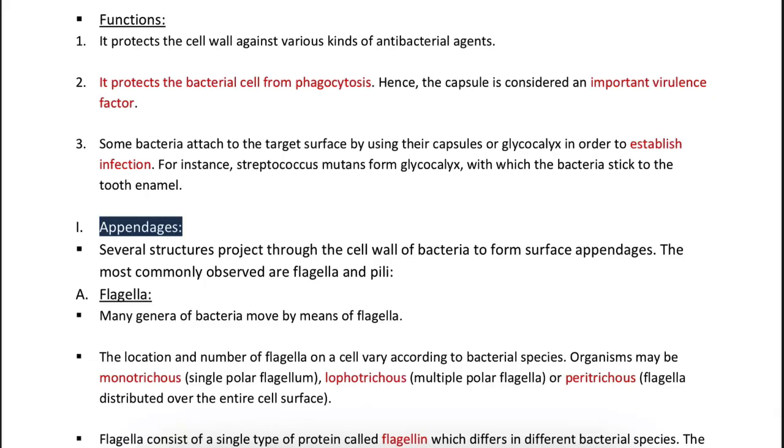Next one, adhesion. Adhesion helps bacteria stick to surfaces, especially in biofilms. For example, Streptococcus mutans adheres to tooth enamel using its glycocalyx. Here the clinical importance is that capsulated bacteria are more virulent. Examples like Streptococcus pneumoniae, Neisseria meningitidis, Haemophilus influenzae type B, Klebsiella pneumoniae, and Bacillus anthracis. And the Quellung reaction is used in labs to detect capsules, and there are vaccines based on capsular polysaccharides, for example pneumococcal and meningococcal vaccines.